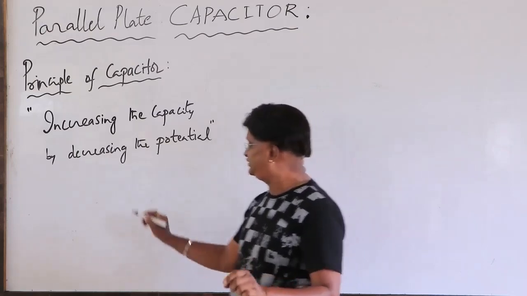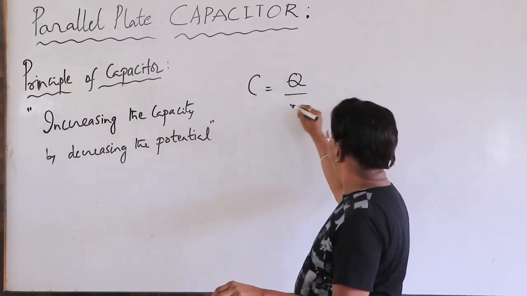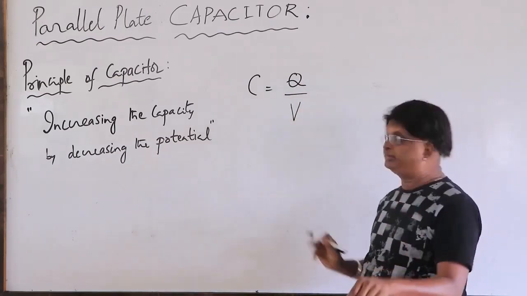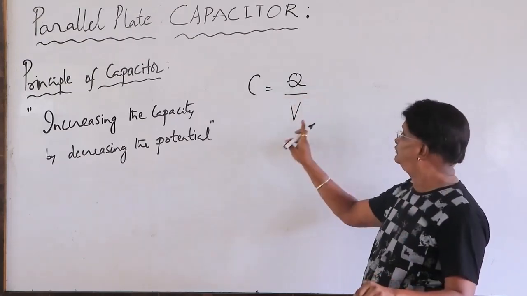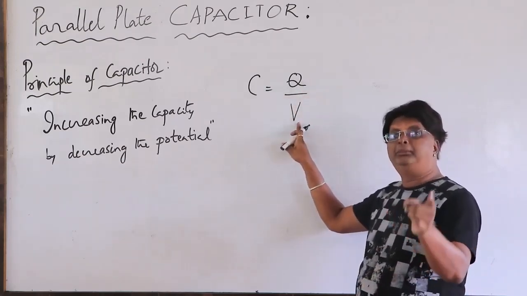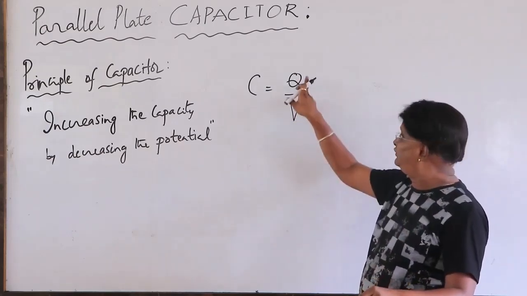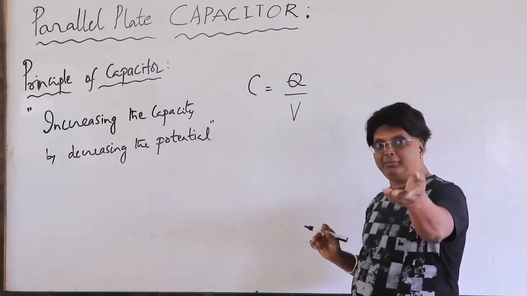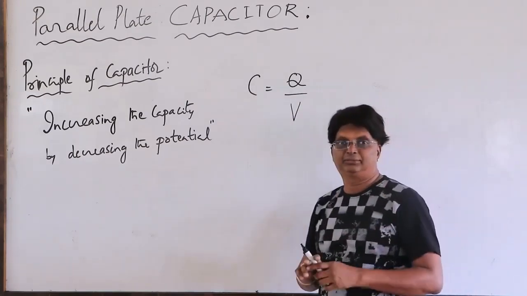Our definition of capacity is C equals Q by V. Therefore, what we do is, without changing Q, we make V decrease. In this, we are reducing V. Now mathematically, the denominator is decreased, so the value of C becomes larger.